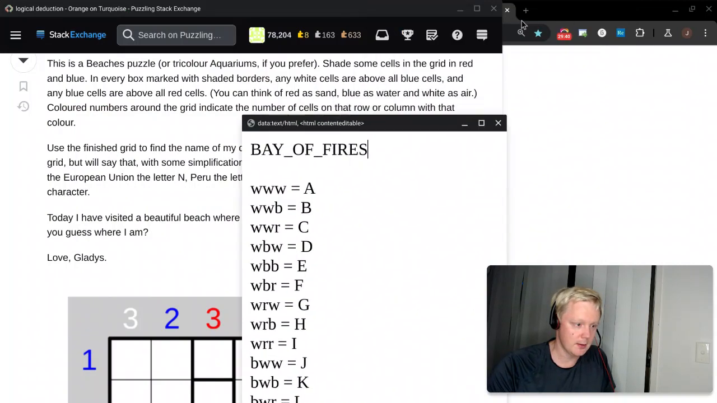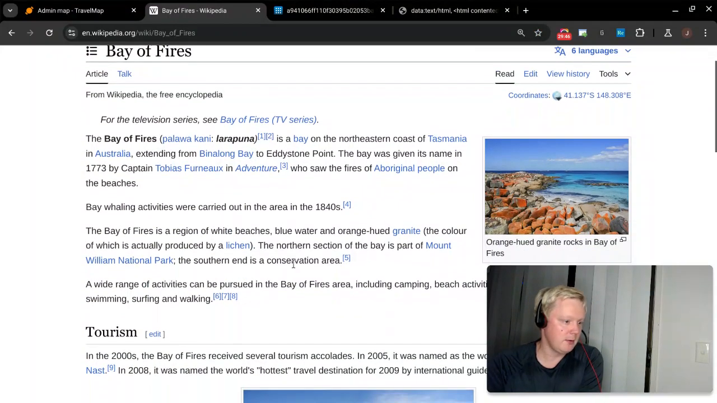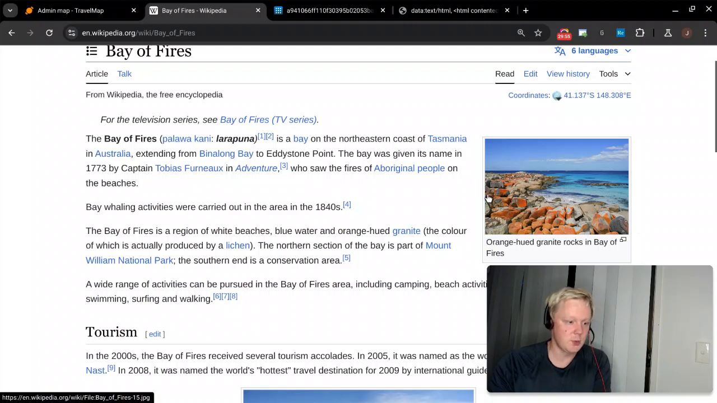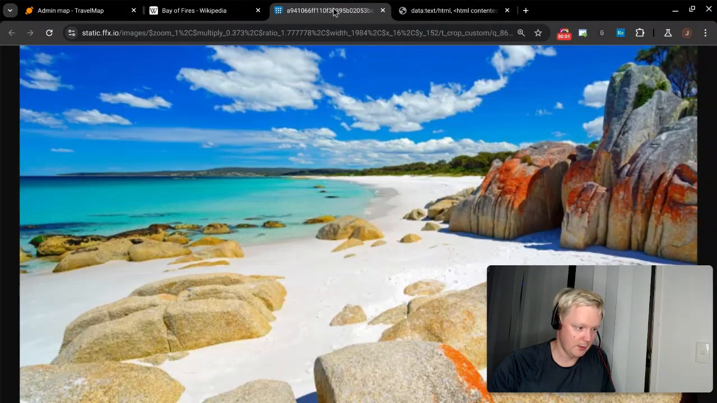So let's see, where do we have it? Bay of Fires, here it is, a bay on the northeastern coast of Tasmania in Australia. And we can see a beach with orange rocks and turquoise water, hence the name. We have actually a photo as well. So these kinds of rocks and this beautiful beach there. So that's where Gladys is this time.